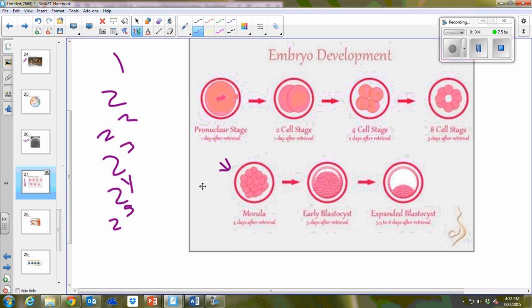Eventually that ball will hollow out, and it produces something called a blastula.